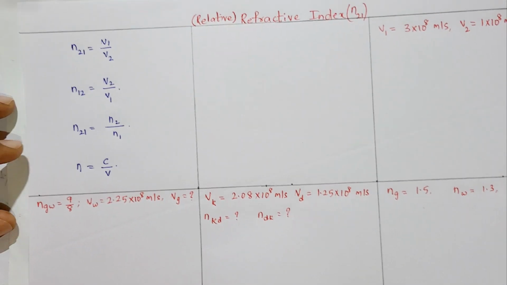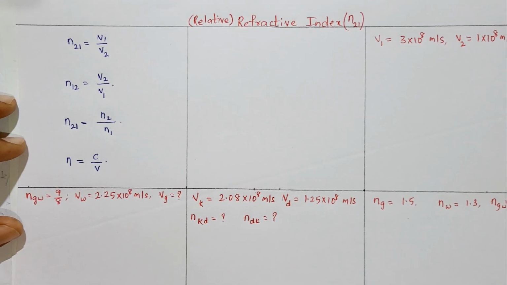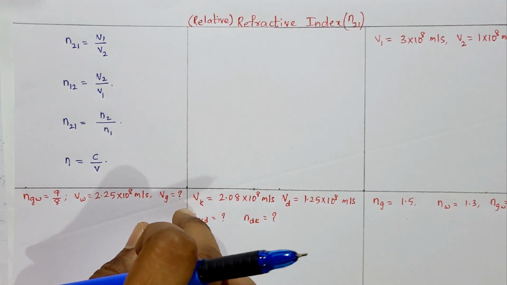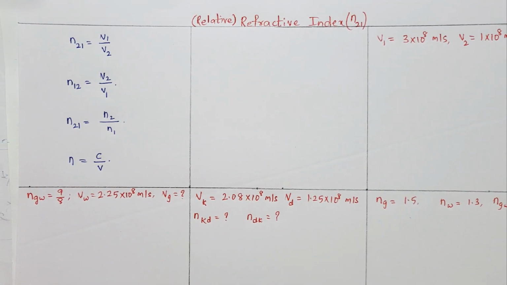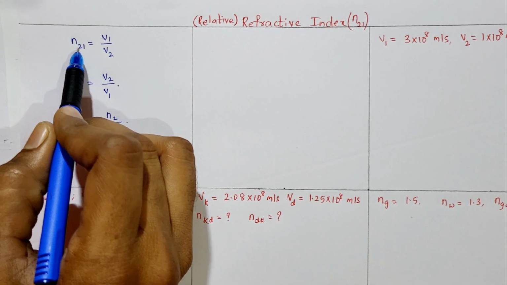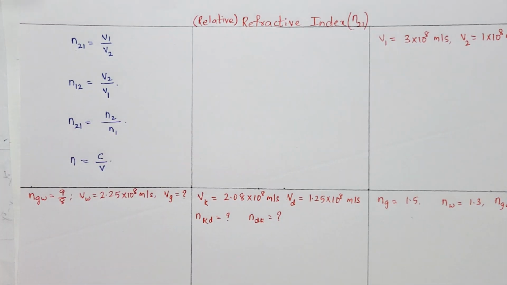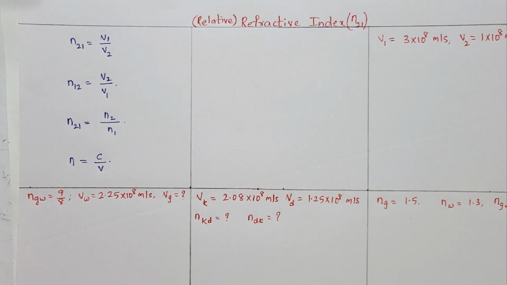Right. First of all, relative refractive index. Relative refractive index means the refractive index of any medium referred with respect to any other medium. In the last class we discussed absolute refractive index. Absolute refractive index means we measure the refractive index of any medium with respect to air or vacuum. Then the first medium will always be air or vacuum. That refractive index is known as absolute refractive index.